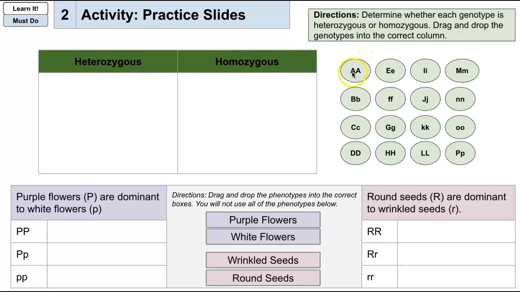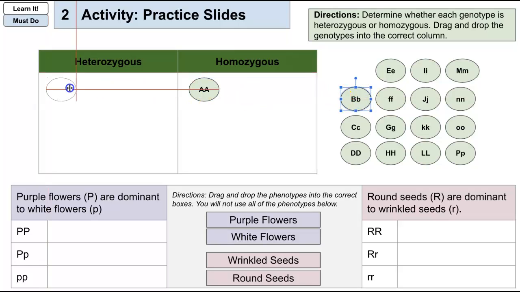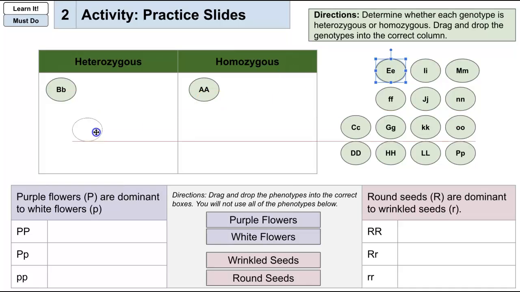So when I look at this first one, I see two capital A's, which are both the same. So I add that to my homozygous column. Capital B and little b are different, so I would add that to my different column. And so on and so forth.